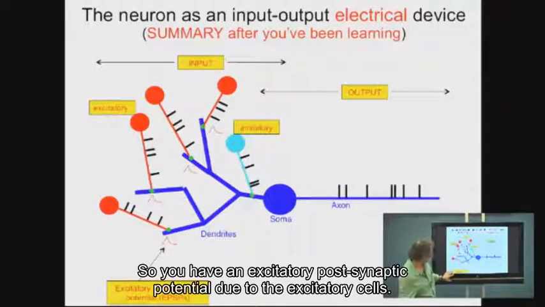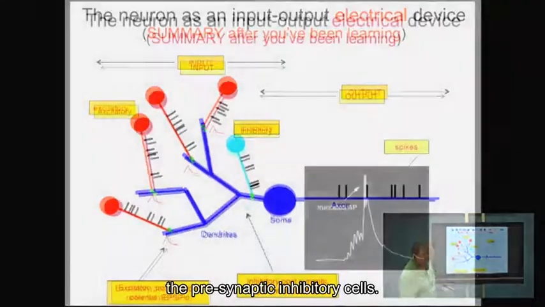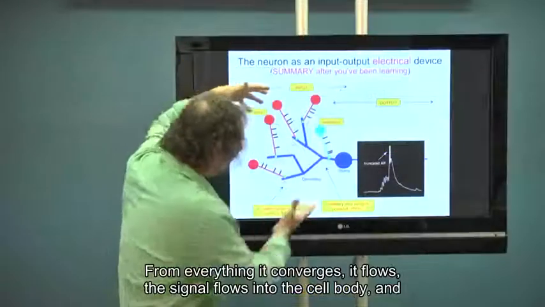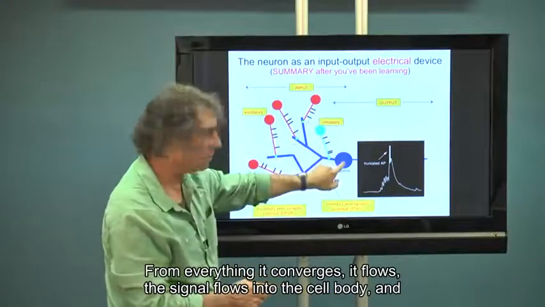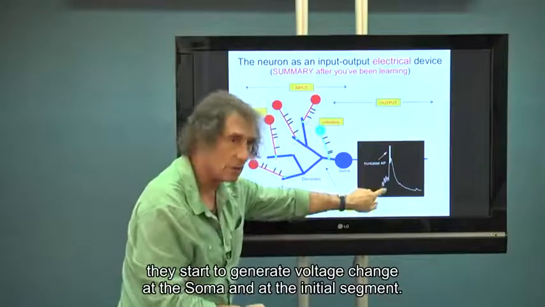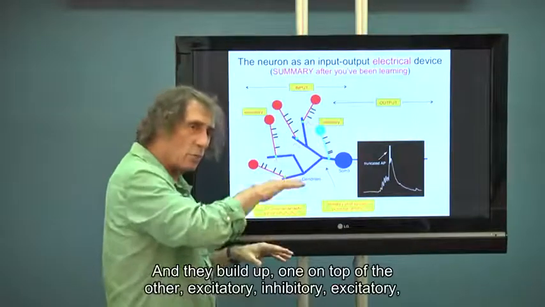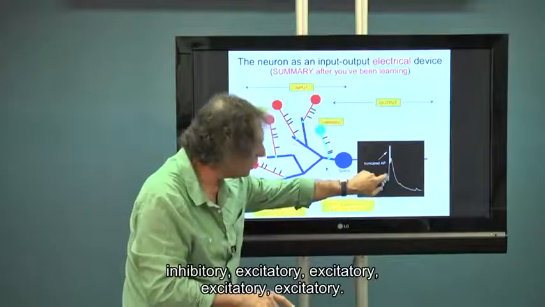So you have an excitatory postsynaptic potential due to the excitatory cells. You have an inhibitory postsynaptic potential due to the presynaptic inhibitory cells. And eventually, all these synapses sum up at the cell body. From everything, it converges, it flows. The signal flows into the cell body, and they start to generate voltage change at the soma and at the initial segment. And they build up one on top of the other. Excitatory, inhibitory, excitatory, inhibitory, excitatory, excitatory, excitatory, excitatory.